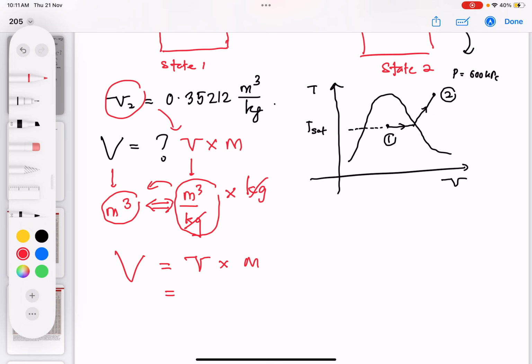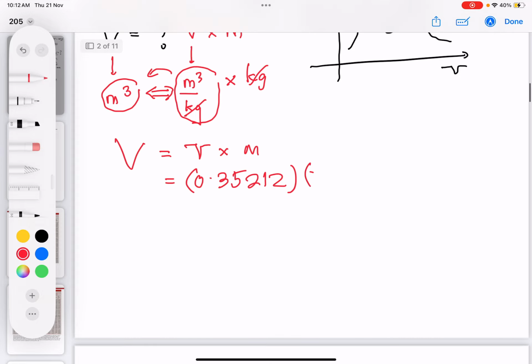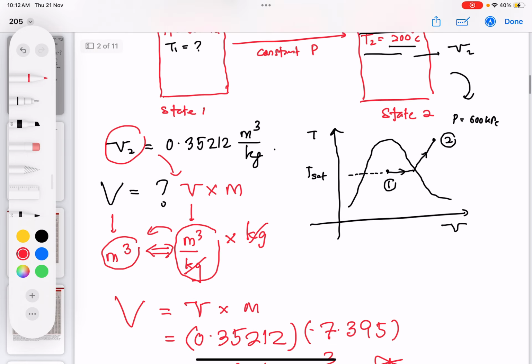And then the specific volume here was actually equal to 0.35212. And then how about the mass? I already erased it, but if you notice, the mass was already calculated from part B above. So I have to multiply with the mass which I get from part B above, 7.395. So now I'm going to get the volume equals 2.604 meter to the power of 3. So this one is not that difficult, yeah.